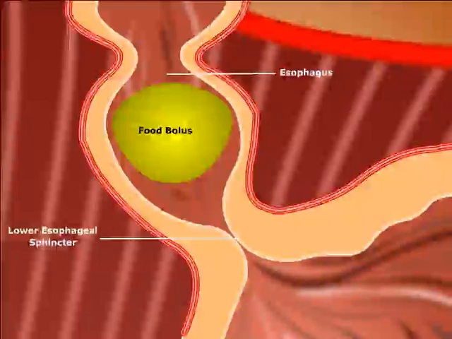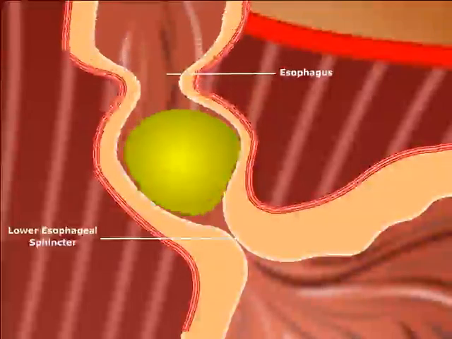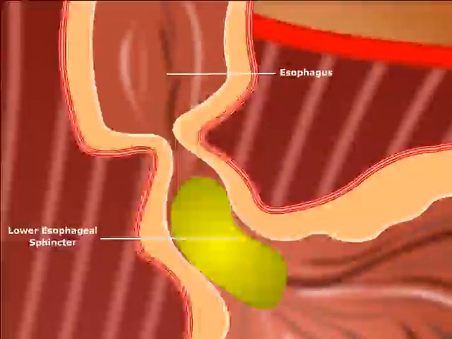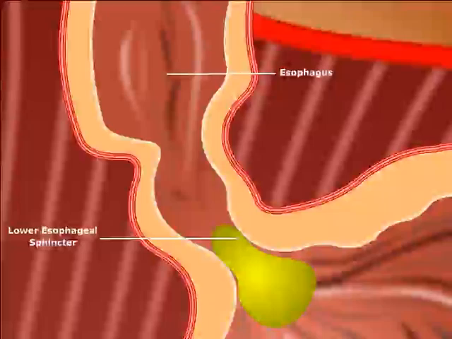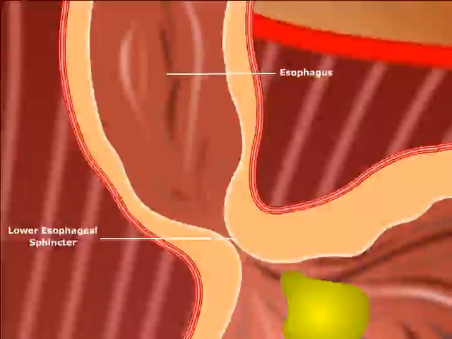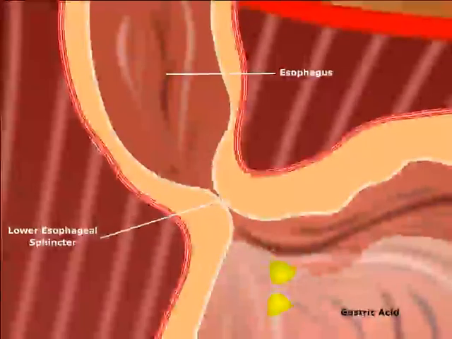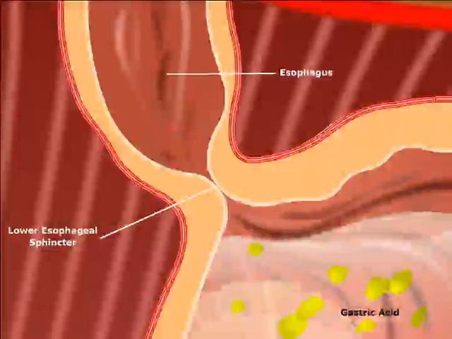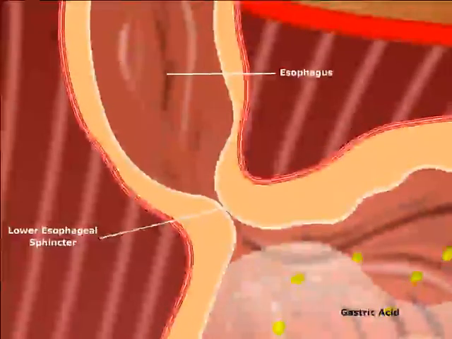The lower esophageal sphincter serves as a barrier between the esophagus and the stomach. When functioning properly, the lower esophageal sphincter is normally closed. It relaxes briefly to allow food to enter the stomach and then quickly closes again. The stomach contains a mixture of strong gastric acids that digests and dissolves food.